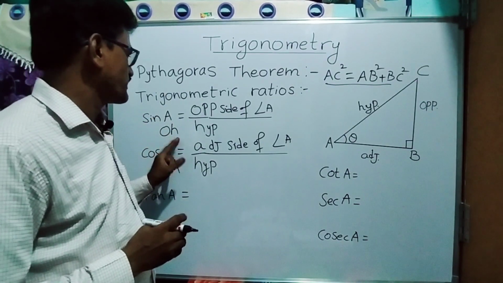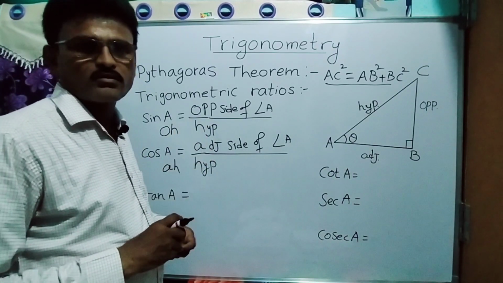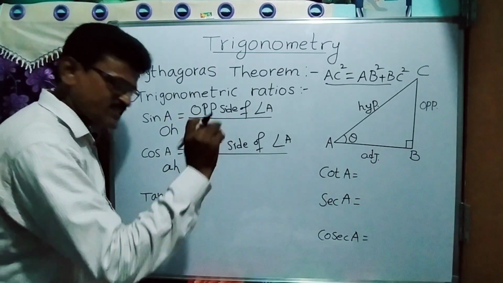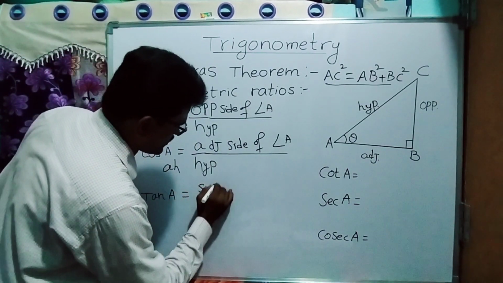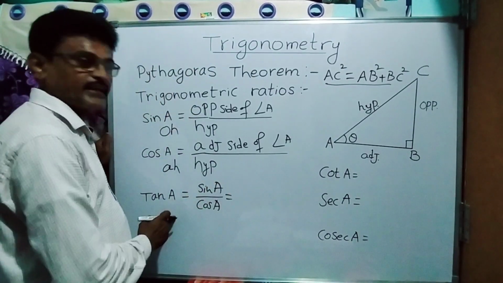Opposite side by hypotenuse is sin A. Adjacent by hypotenuse is cos A. Now all these things we can find very easily. See, what is tan A? Sin A by cos A. Sin A by cos A is tan A.